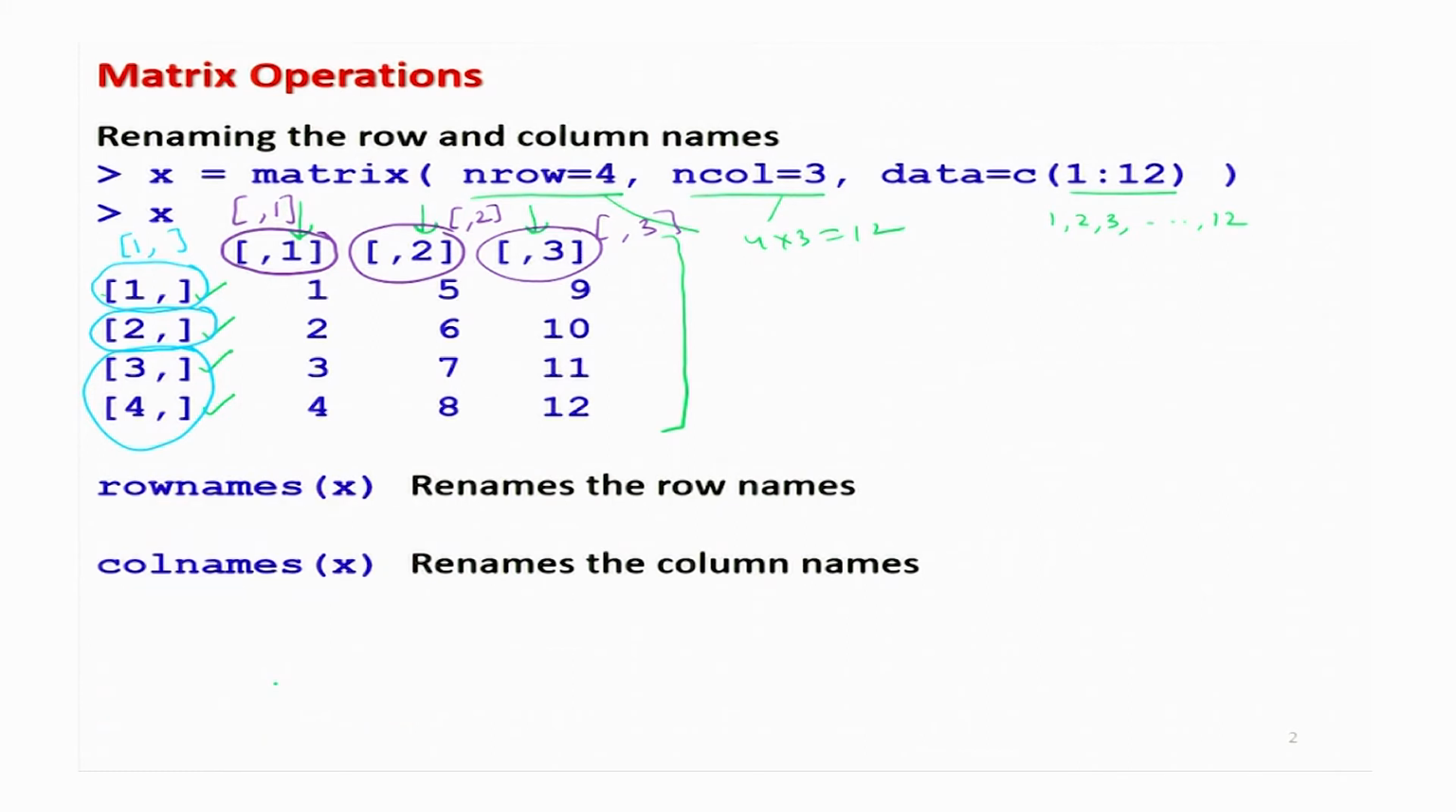And suppose we want to rename these rows and columns, that we want to give them another name of our choice. So in order to do this, we have a command here, rownames, ROWNAMES, and inside the parenthesis you write X, and then colnames, that is column names. This will rename the names of the columns.